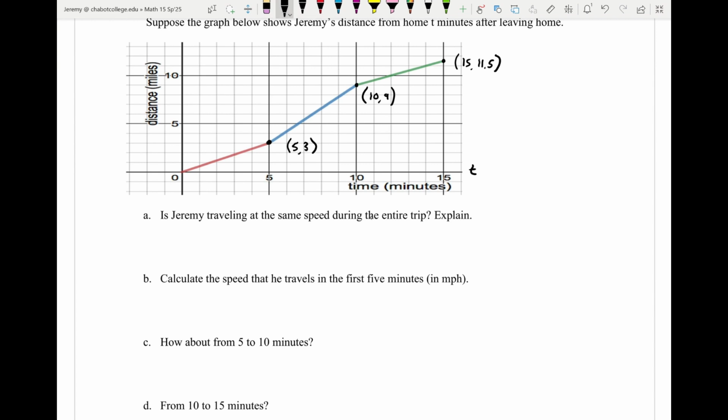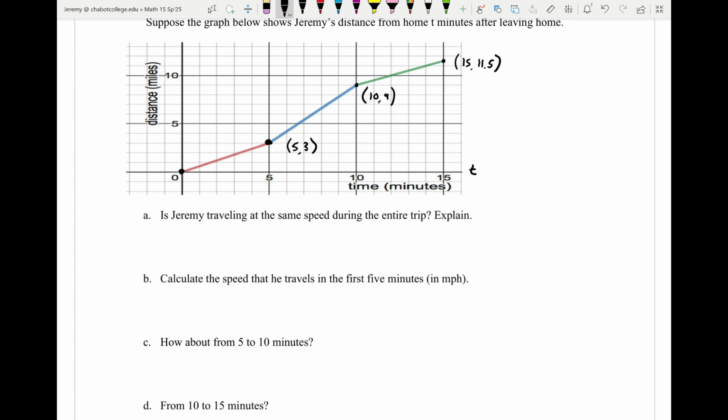But why would you think that we're not going the same speed throughout this whole trip? Well, just looking at this graph, there are parts of the graph where the line is steeper, and then there are parts of the graph where the line is not so steep. So it seems like we might be going faster where it's steeper and slower where it has a smaller slope. Why would this be? Well, if we look at this first interval from 0 to 5, how far do we go during those 5 minutes? Well, we go from 0 miles from home to 3 miles from home, right?